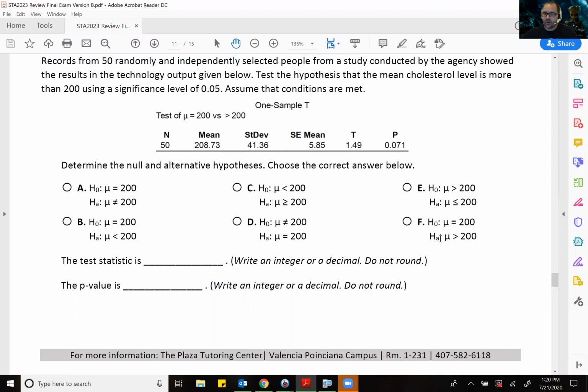Okay, so the next one says the test statistic is blank. Just write down what the test statistic is. So up here, that's the T. Okay, so in that blank right there, we have 1.49. And then again, do not round, give us the p-value. So that's the 0.071. Okay, so 1.49, 0.071.